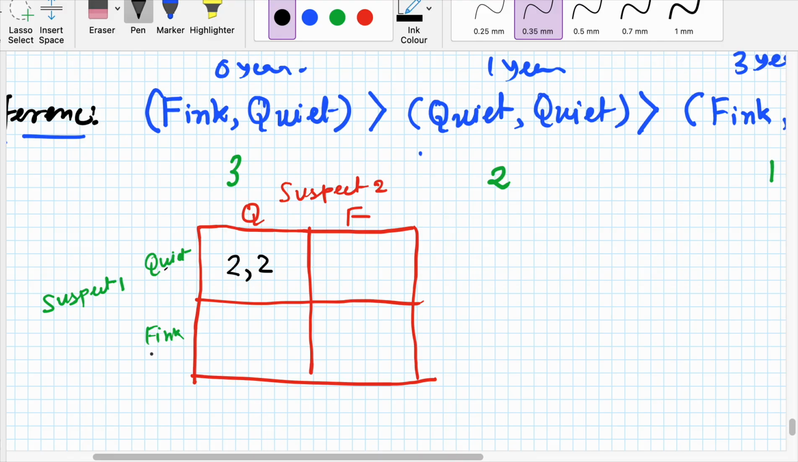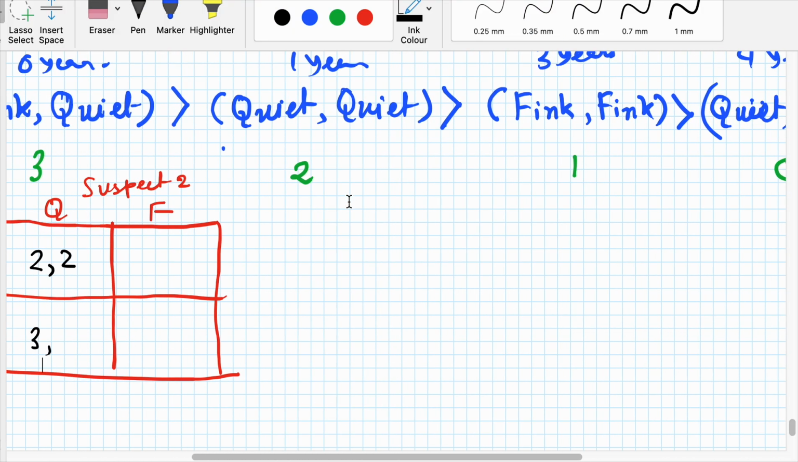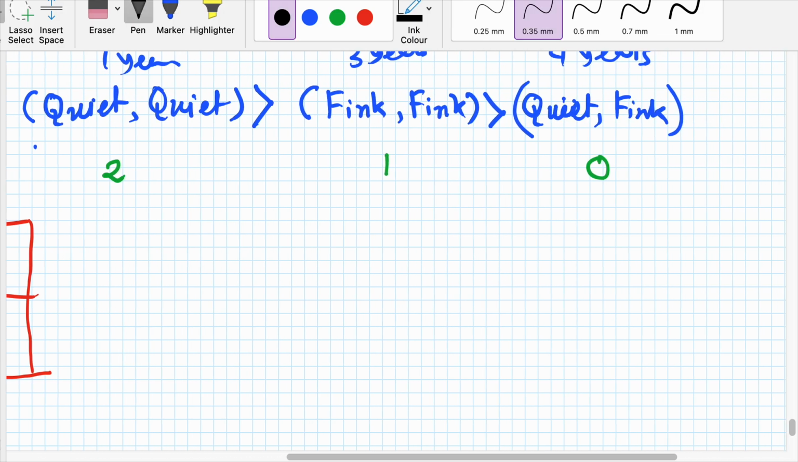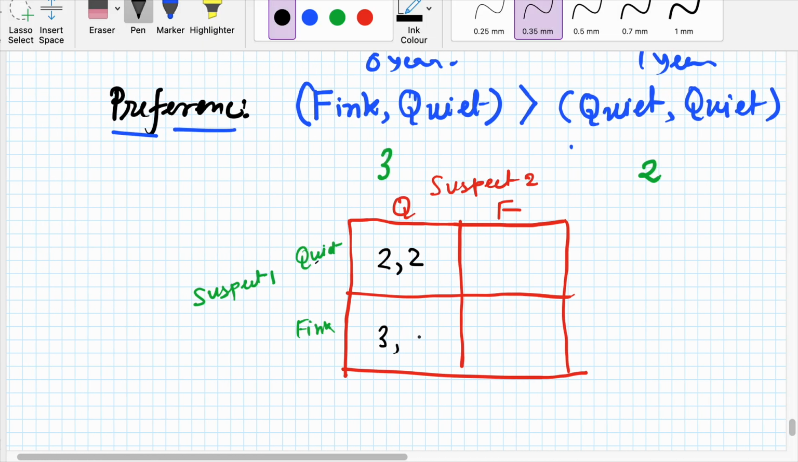The outcome pink and quiet for suspect 1 is 3. However, from suspect 2's perspective, it is the outcome corresponding to he remains quiet but the other finks, so that means it corresponds to this outcome, that will be 0. And similarly here, this is suspect remains quiet and the other finks, so this is also 0.